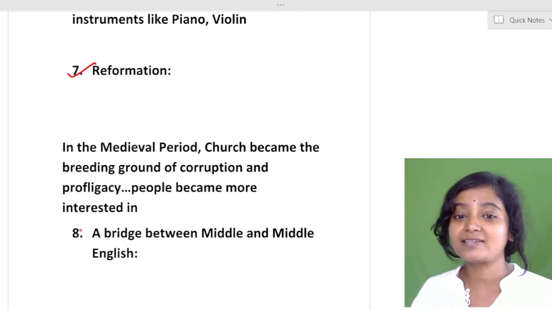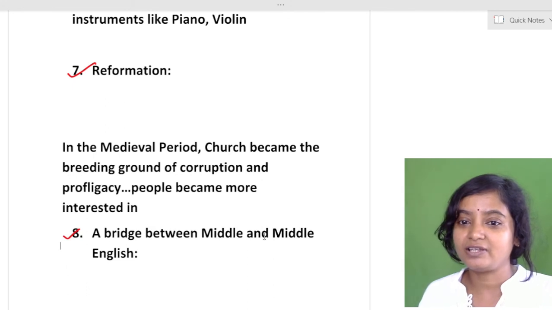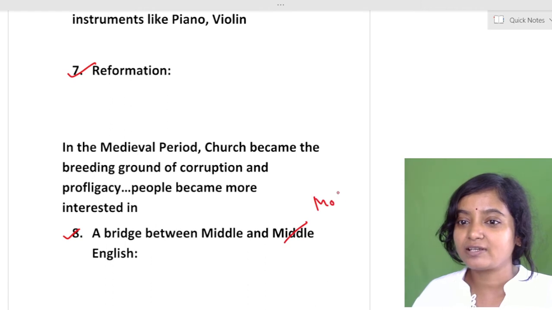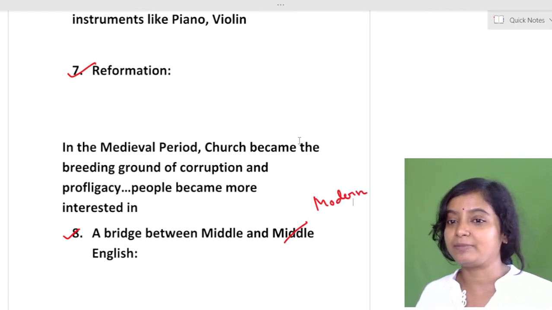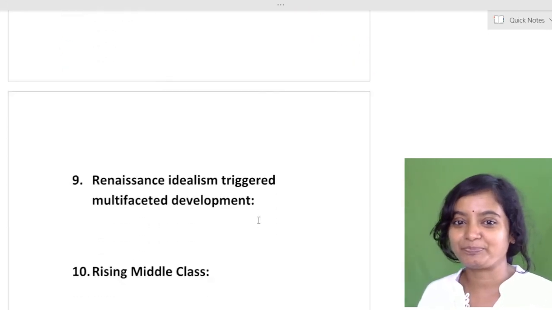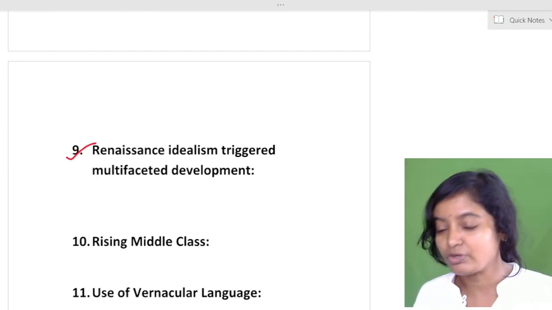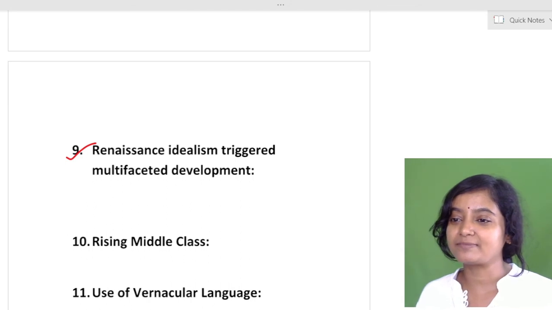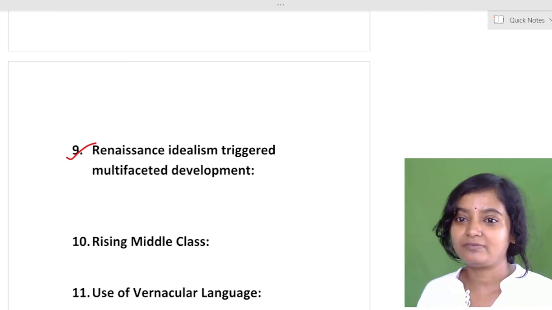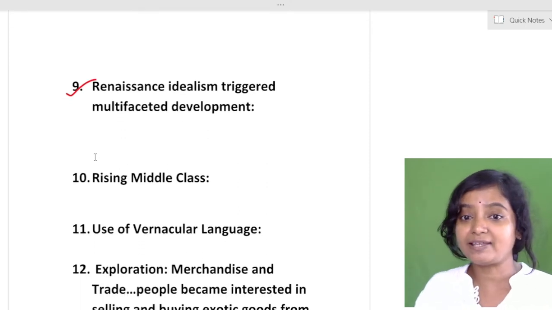So number 8, Renaissance was a bridge between Middle and modern English. Actually, Renaissance came after the Middle English period and before the modern English period. So Renaissance is a bridge between the middle and modern period. Again, Renaissance idealism triggered multifaceted development. We already know that Renaissance idealism gave birth to exploration, scientific invention, and various types of invention and development was due to Renaissance.